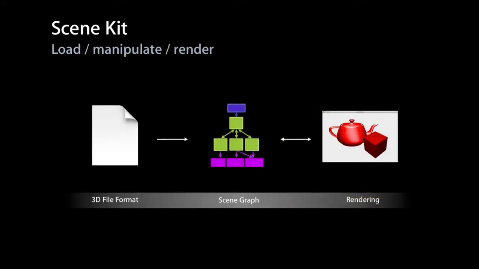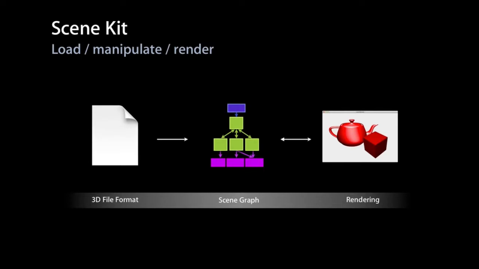So what can you do with SceneKit? SceneKit essentially allows you to do three things. You can load a scene from a file. You can manipulate the objects of your scene programmatically. And finally, you can render that scene onto the screen.